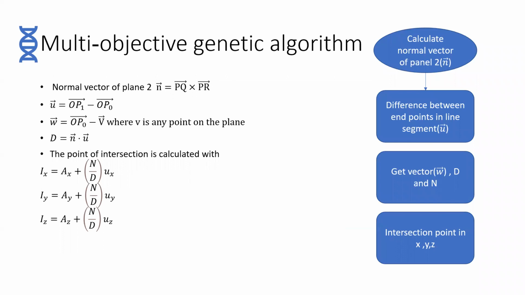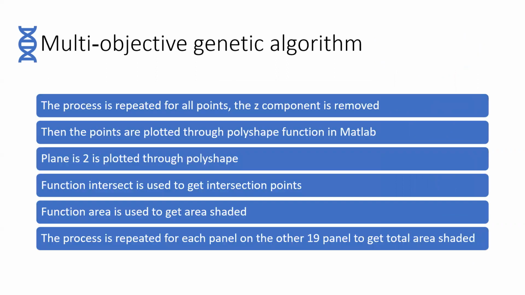And here we use this flow chart to calculate the projection of panel 1 on panel 2. Then we get the intersection point, from which we calculate the shaded area. This process is repeated four times for each coordinate.